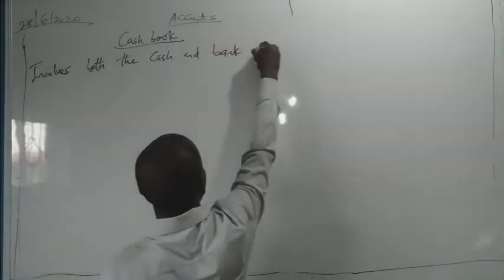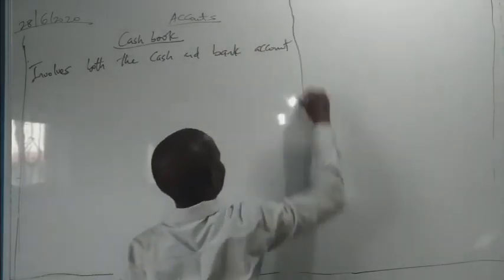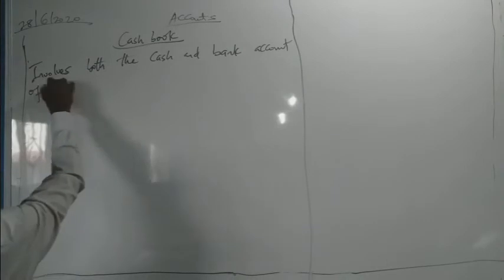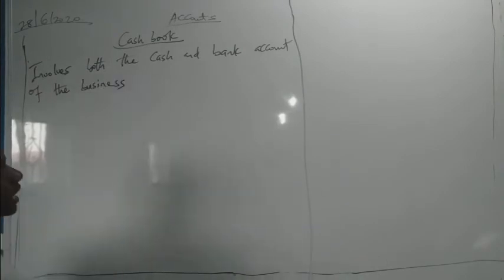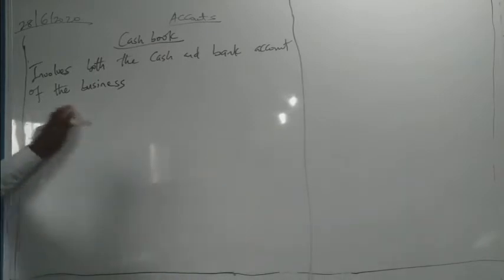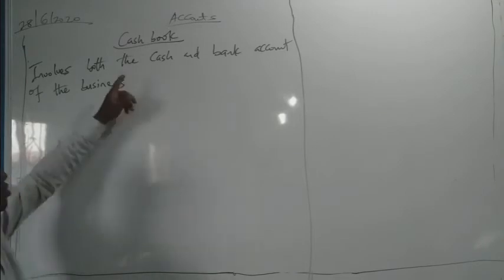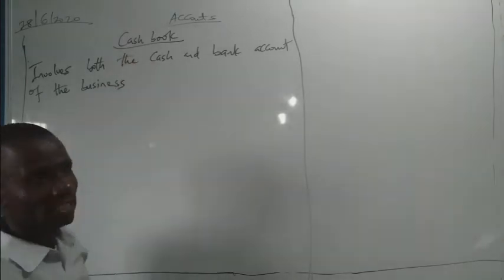So this cash book involves both the cash and bank account of the business. All these transactions are recorded in what is known as a cash book.